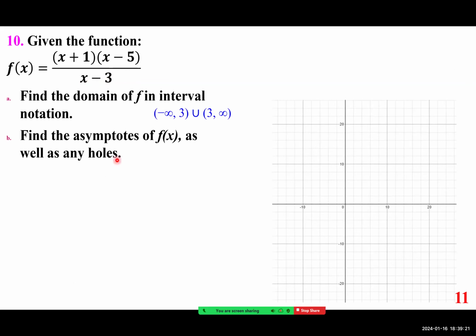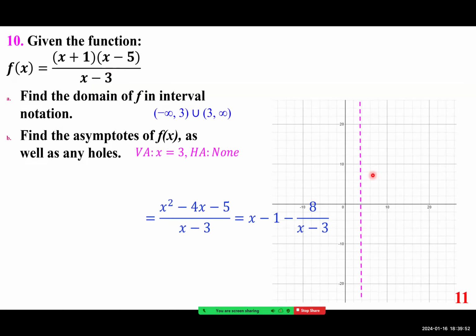Hole, in order to find the hole, you have to find the common factor between the top and the bottom. There is no common factor, there is no hole. And so if you multiply these two, by the way, you get x squared plus x minus 5x minus 4x minus 5 in the numerator. The degree of the numerator is larger than the bottom. We don't have a horizontal asymptote, but we do have an oblique asymptote. We are going to do the division. Okay, so this is your vertical asymptote. There is no horizontal asymptote.